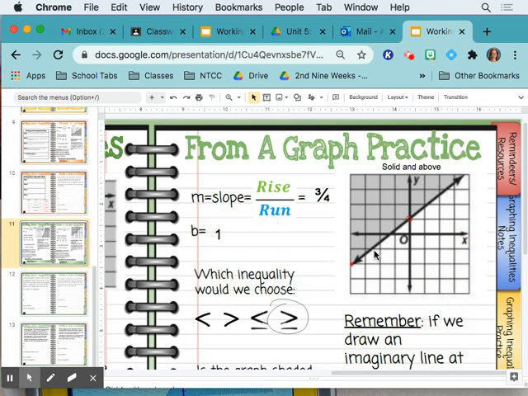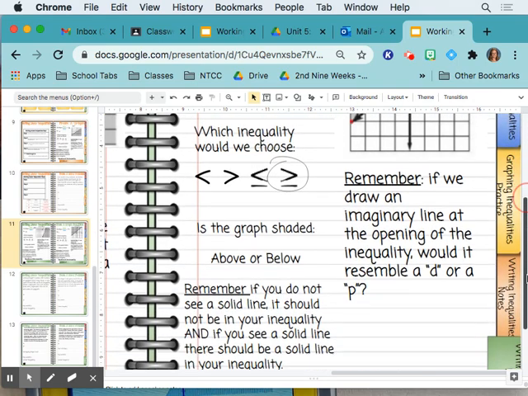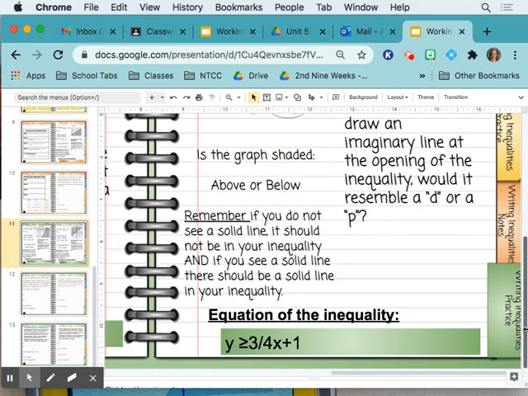So it is solid and above, so we would do greater than or equal to. Which when you write your equation, y is greater than or equal to 3/4 x plus 1. So you'll check that in the calculator.